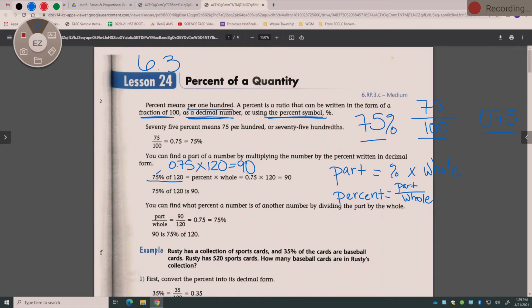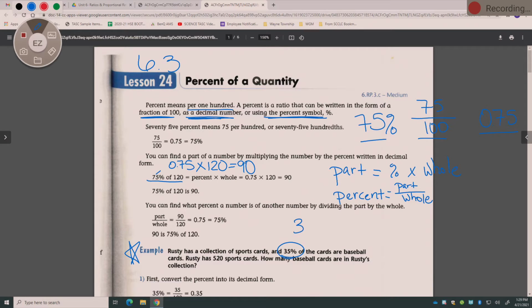Let's look at this example. Rusty has a collection of sports cards, and 35% of the cards are baseball. Rusty has 520 sports cards. How many baseball cards are in Rusty's collection? So the first thing we need to do is take this 35% and turn it into a decimal.